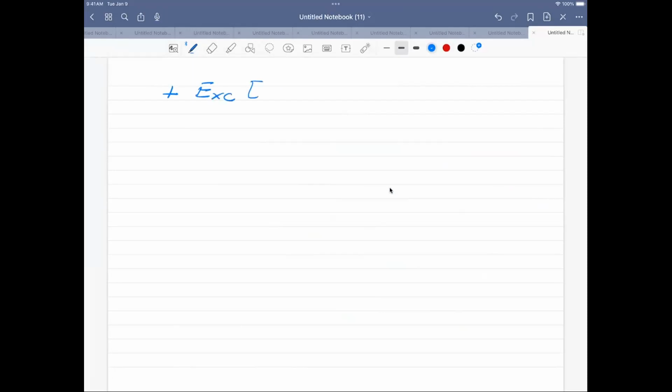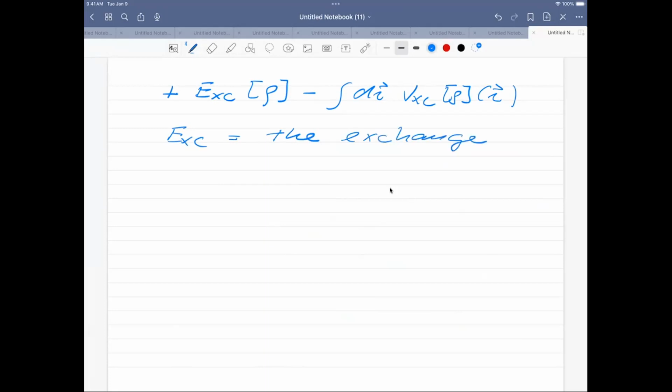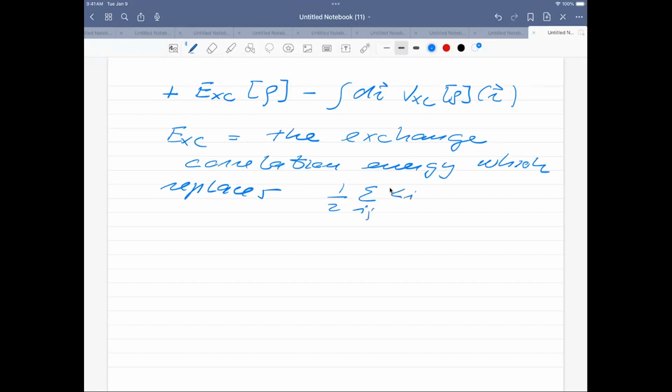And then what we will show soon now is that this can be written out in terms of an exchange energy, which depends on the density, minus another term, which now depends on the integral over d of R, and there is a V exchange, which depends on rho and is a function of R. And this equation here is now defined in terms of this E XC, which is the exchange correlation energy, which replaces the term which we had, 1/2 Ij, the exchange term in Hartree-Fock theory.